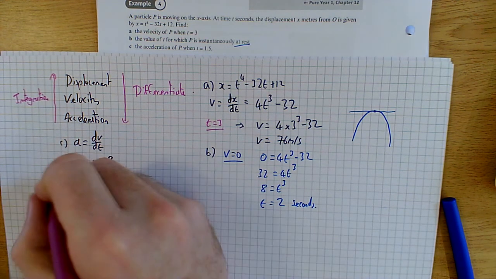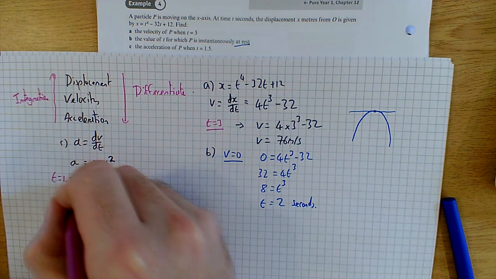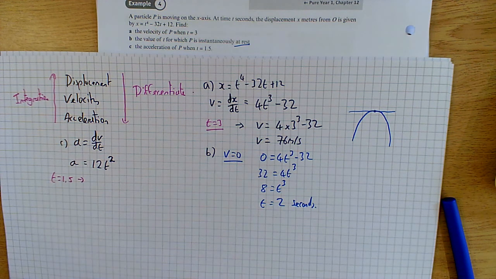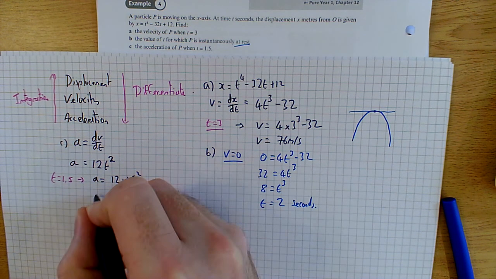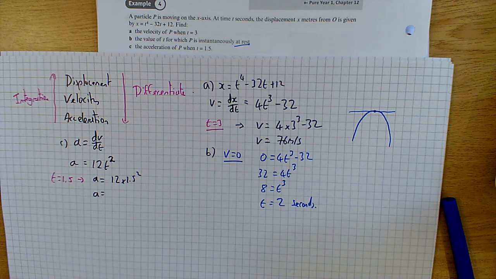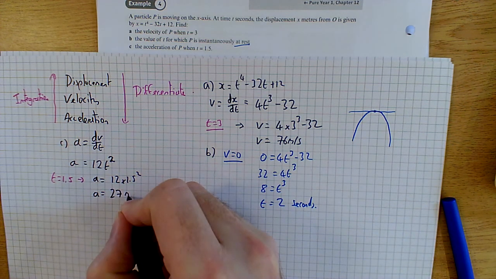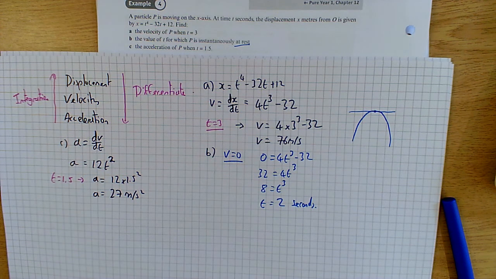It's asking for the value when t equals 1.5. So we just pop that straight in. a equals 12 times 1.5 squared. And we are going to see what we get here. 27 meters per second squared. Remember to include our units. Acceleration is always meters per second squared. Velocity is always meters per second, and displacement will always be in meters.